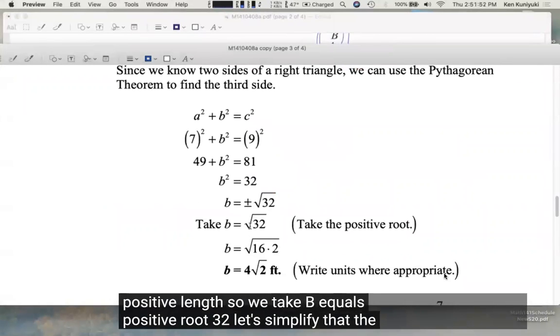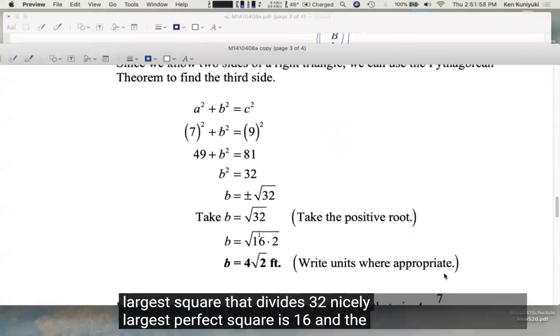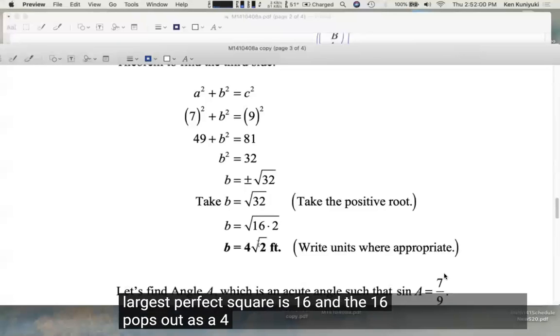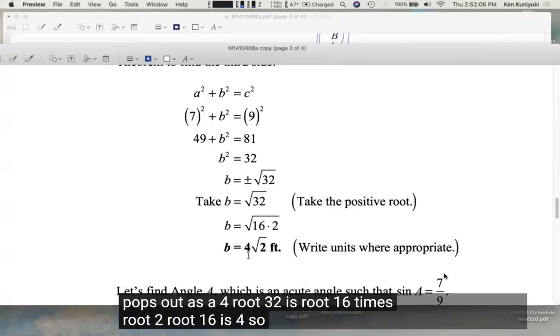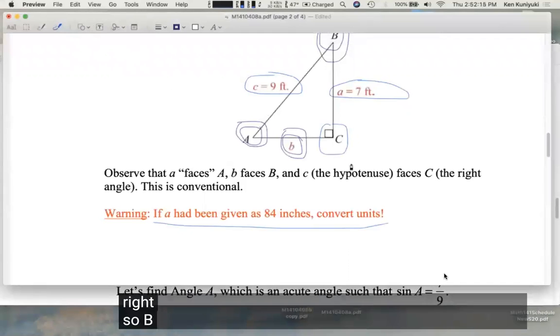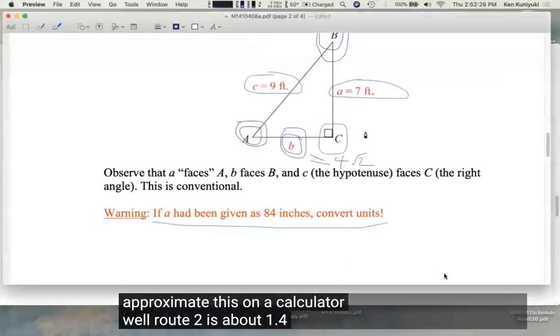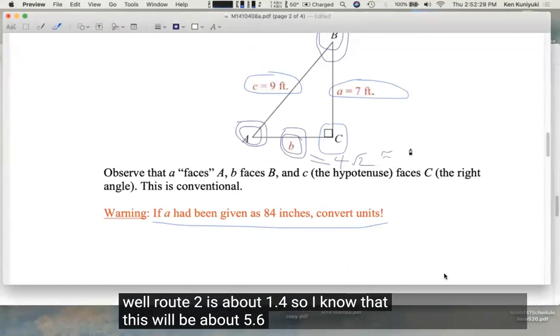Let's simplify that. The largest square that divides 32 nicely, the largest perfect square, is 16. And the 16 pops out as a 4. Root 32 is root 16 times root 2. Root 16 is 4. So b is exactly 4 times the square root of 2 in feet. So b will be 4 root 2 in feet. 4 root 2, by the way, if you approximate this on a calculator, well, root 2 is about 1.4, so I know that this will be about 5.6 feet.